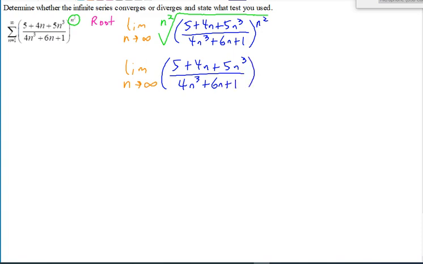And then when you substitute in infinity, notice on the numerator what's going to matter is the term with the highest exponent, 5 infinity cubed, and the denominator, the one with the highest exponent, the 4 infinity cubed. And here the infinities completely reduce out. So we're left with 5/4, which is greater than 1. So that tells us it diverges by the root test.